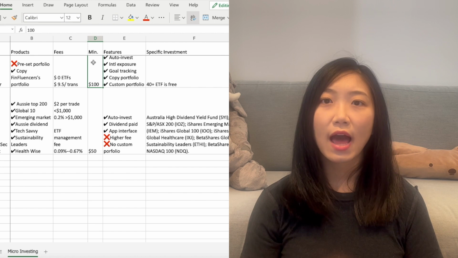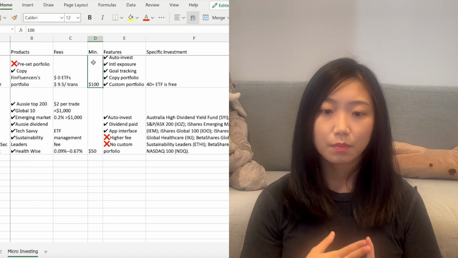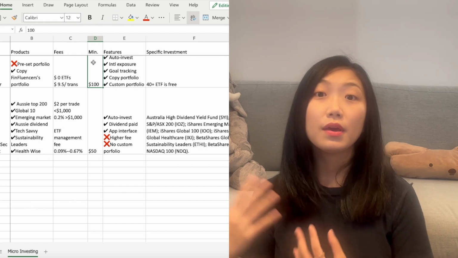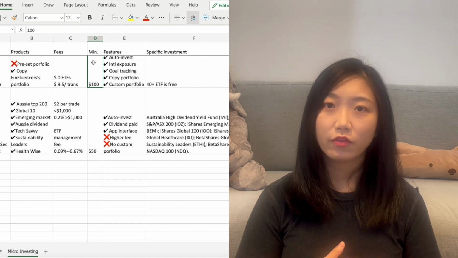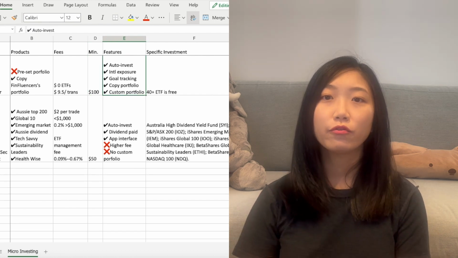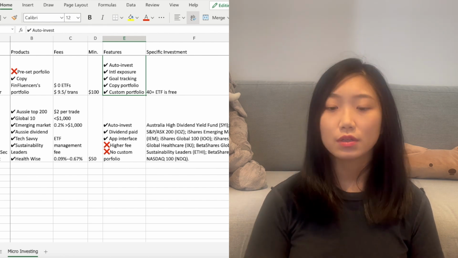However, I really do like their features such as auto invest and international exposure. You get to track your goals and see how other people are investing. Copy their portfolio if that's your choice. You can also set up your own portfolio for other people to learn from and share if that's your thing.